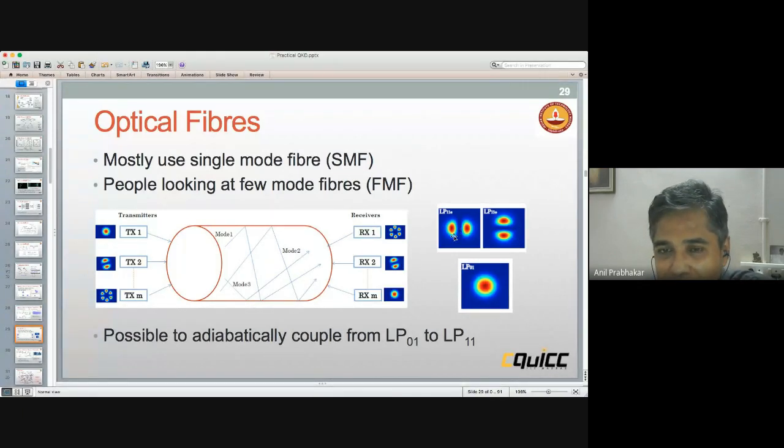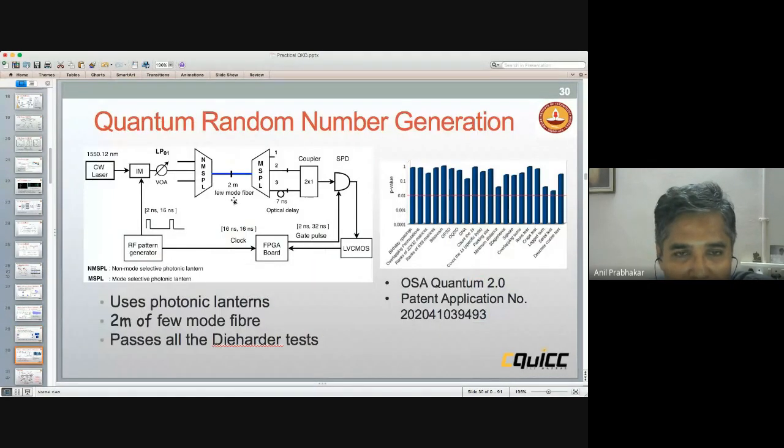So 50% of the time you'll get a 0 and 50% of the time you'll get a 1. So this was also an experiment that we did. It was, I think, sometime in 2020. And you start with a laser and then you run it through what is known as a non-mode selective photonic lantern with 2 meters of few mode fiber. And again, you send it out through a mode selective photonic lantern. So in the non-mode selective photonic lantern, what you're doing is you're coupling light at the lowest order mode. And then in the 2 meter few mode fiber, the photon moves into one of the other modes. And then I can pick it out depending on which mode it comes out in. I can decide it's a 0 or a 1.